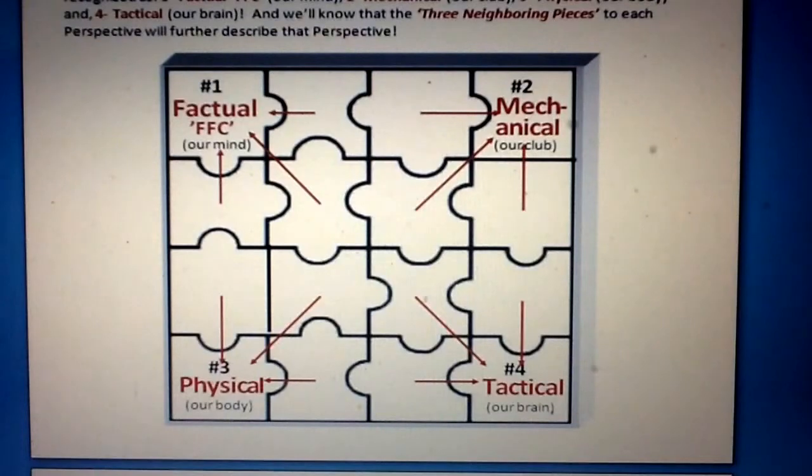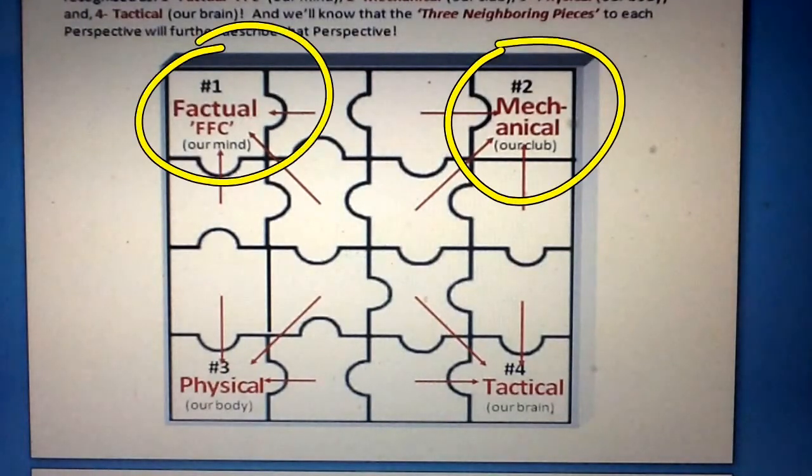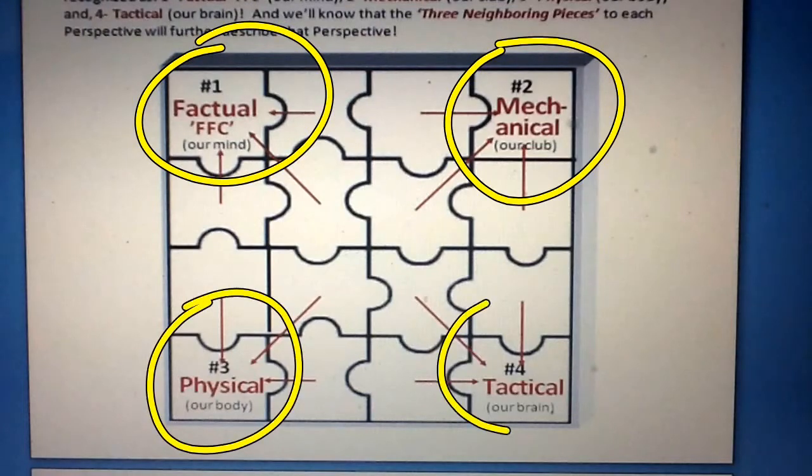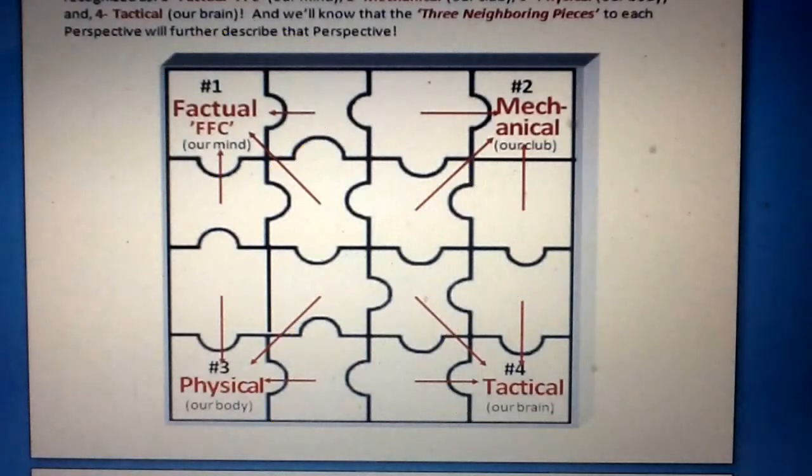As you'll see here, the 4 corner pieces of the puzzle represent the 4 perspectives of playing the game of golf. Component number 2 of the R3 approach: the factual, mechanical, physical, and tactical perspectives. These 4 perspectives set up the 4 directions from which we're going to need to direct our thought and attention in terms of genuinely improving at the game.